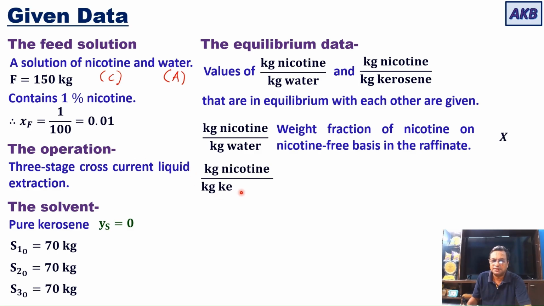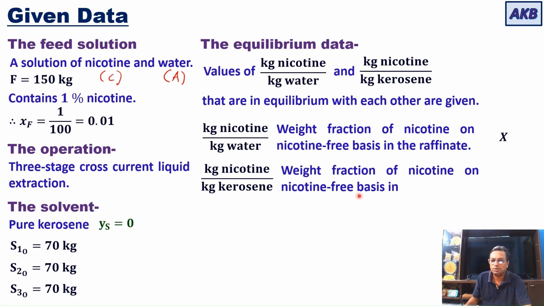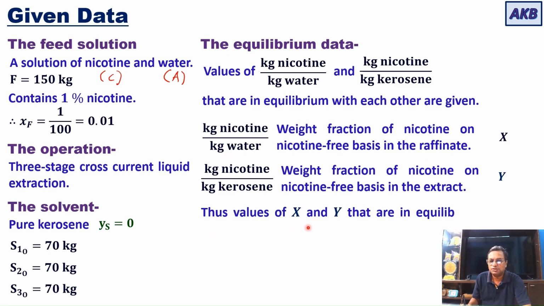Then the other quantity that is given is kg nicotine per kg kerosene. That is, it is the weight fraction of nicotine on nicotine-free basis in the extract phase, and we denote this quantity by capital Y. In other words, values of X and Y, weight fractions of nicotine on nicotine-free basis in raffinate and extract phases that are in equilibrium with each other, are given to us. The values are directly given, and we will be using these values to plot the graph.